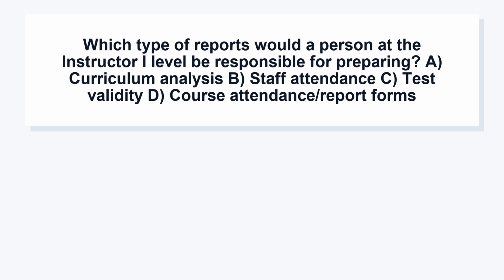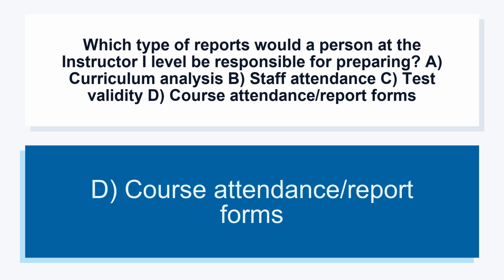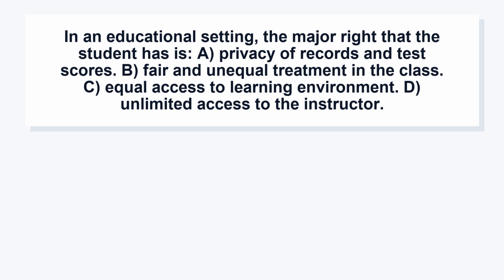Which type of reports would a person at the instructor I level be responsible for preparing? A. Curriculum analysis. B. Staff attendance. C. Test validity. D. Course attendance/report forms. D. Course attendance/report forms.